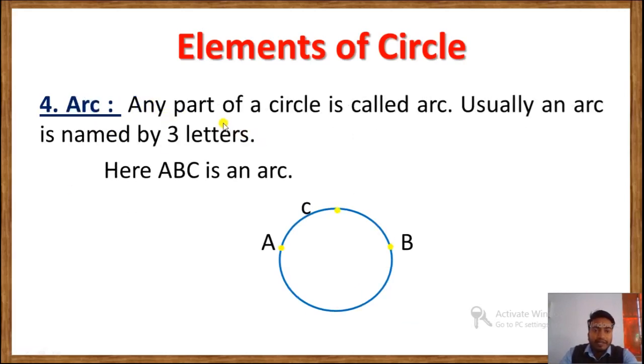Then arc. Any part of a circle is called an arc. Usually, an arc is named by 3 letters. Here ABC is an arc. You can see the point A, point C, and point B. This is what? This is an arc. This is an arc here.